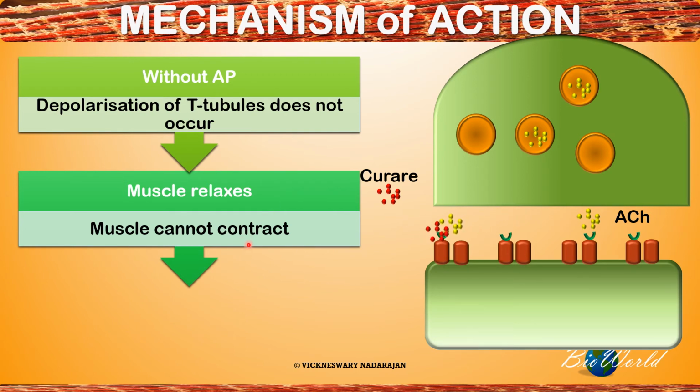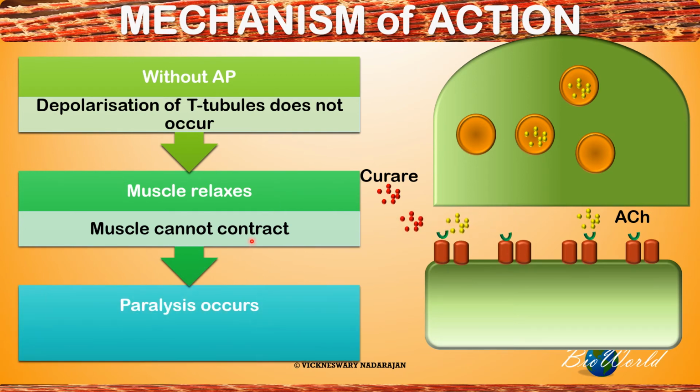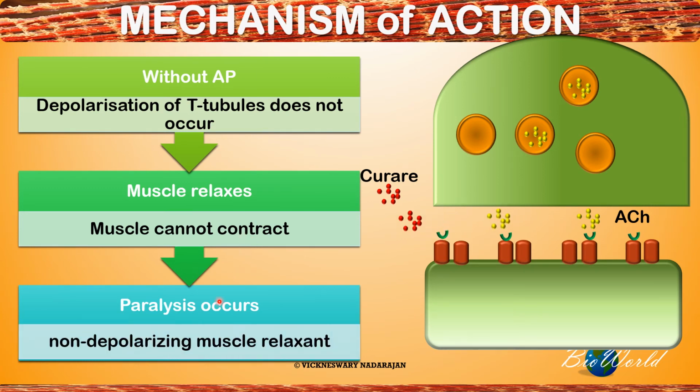Once the muscle is unable to contract, we consider the muscle to be paralyzed. So, curare is also known as a non-depolarizing because it doesn't let the T-tubules depolarize, and muscle relaxant because the muscle relaxes as a consequence of no depolarization. So remember earlier I told you curare is a poison used in hunting. So let's see how this benefits the hunter.